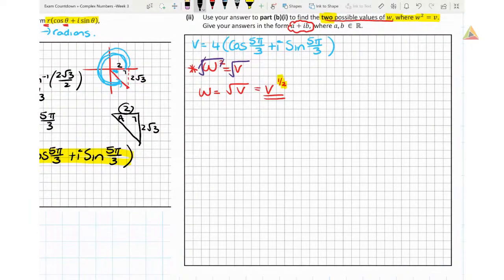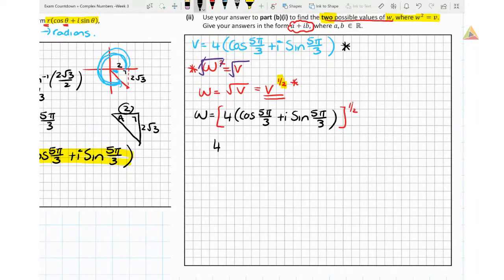So let's go back to our equation. W is what we're looking for. V, remember, is what you found in part 1. So that's going to be 4 times the cos of 5 pi over 3 plus i times the sine of 5 pi over 3. And we're being asked to raise that to the power of a half, because w is what they're looking for. Okay, so because it's a fractional power, the first thing I'm going to do, I've already got my complex number in polar form, so I'm going to change it to general polar form.